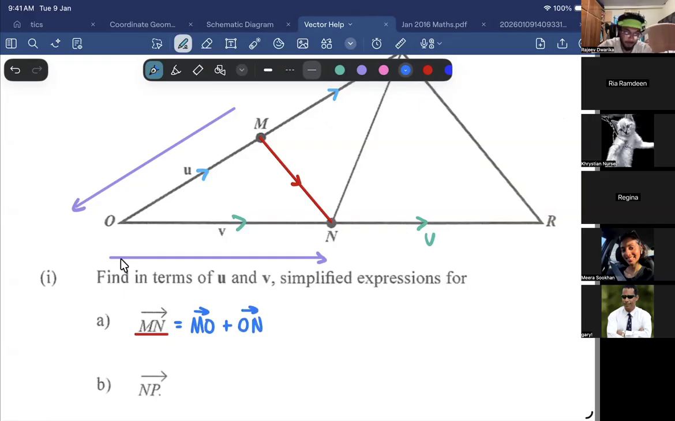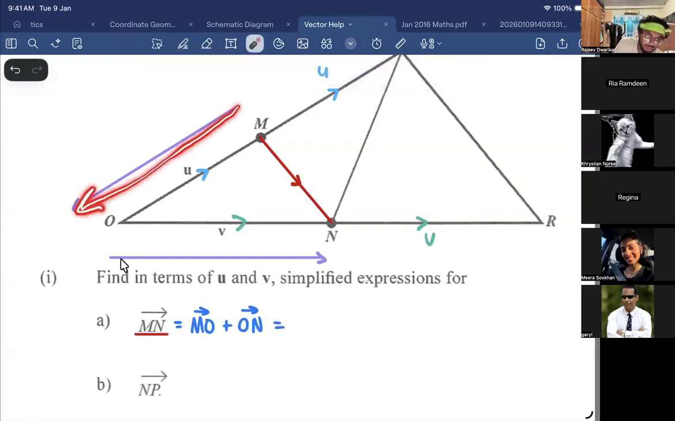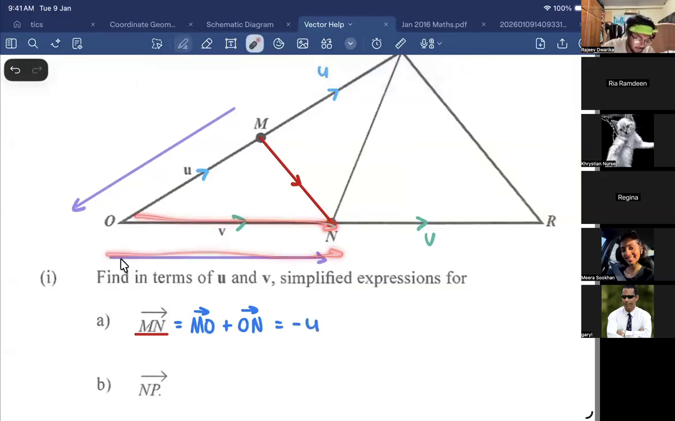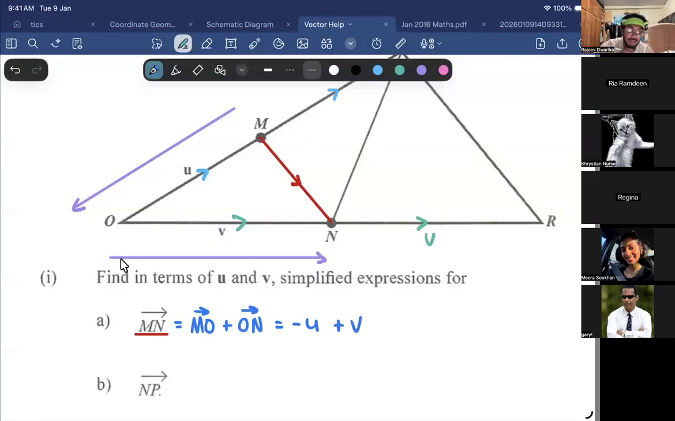Okay. So, Regina, M to O is in the opposite direction to what? The opposite direction of U, so it would be minus U. Perfect. I like your reasoning. Be negative U. Are we going plus V, correct? Because we're going in the same direction. Yippee!